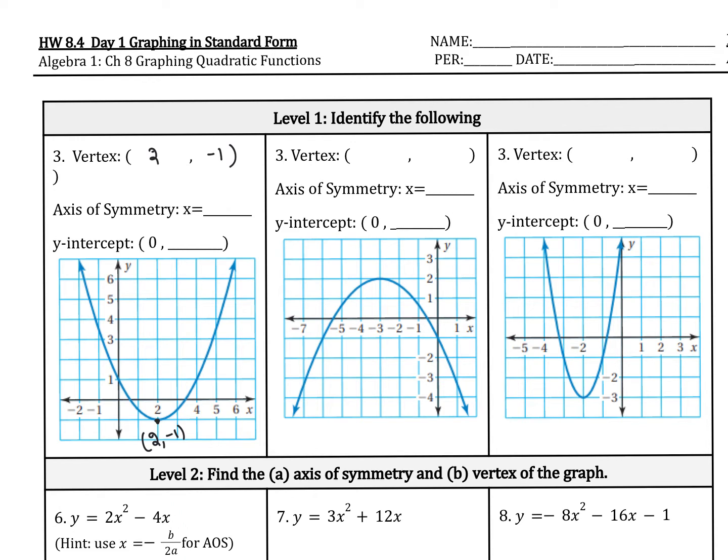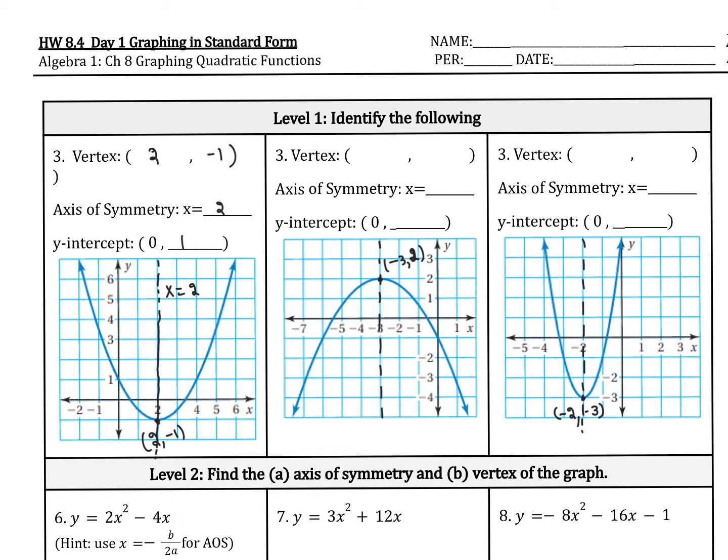The axis of symmetry is the line that divides the parabola into two halves and goes through the center of the vertex. So the axis of symmetry is this line, x equals 2, which is the x coordinate of the vertex. And the last one is the y-intercept. The y-intercept is always the point where it cuts the y-axis. So the y-intercept is (0, 1).